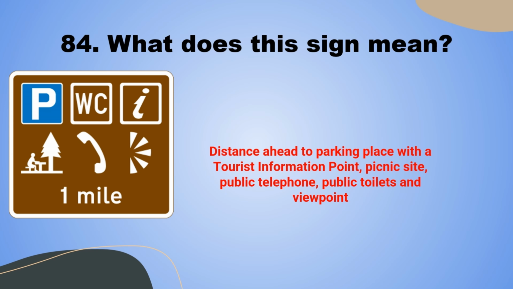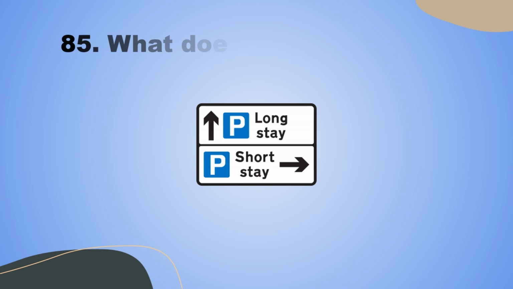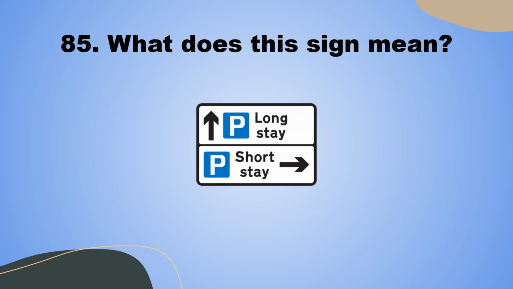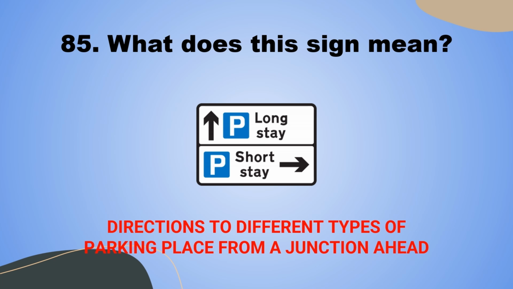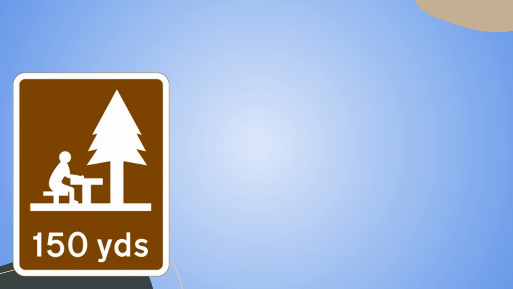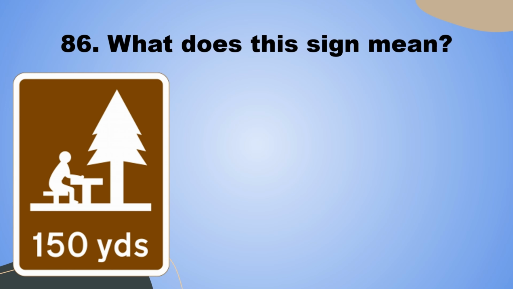Moving on to the next sign. What does this sign mean? We've had a similar sign previously, so let's see if you remember. Directions to different types of parking place from a junction ahead. So you've got long stay parking P, long stay, and short stay parking P. Moving on to the next sign. What does this sign mean?